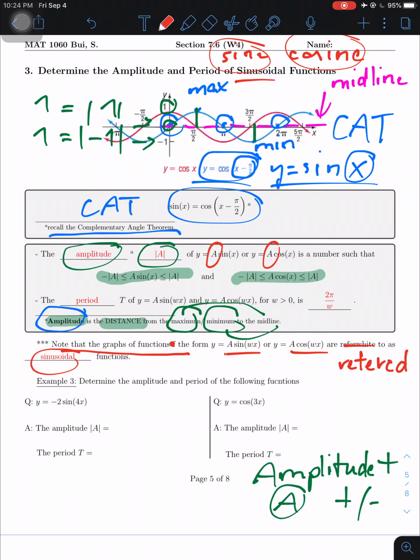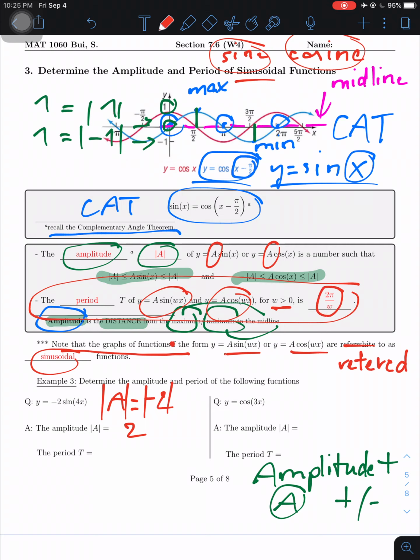So how can we do that? Well, the amplitude in here, we know that A equals -2, right? So then the absolute value of A equals the absolute value of -2, which is 2, okay? And then for the period in here, this is information that I haven't told you guys. The period T of the function sine or cosine, for W greater than 0, this is important, equals 2 pi divided by W, okay? So this is a formula that I want you guys to remember. Make sure you have it down somewhere in your paper.